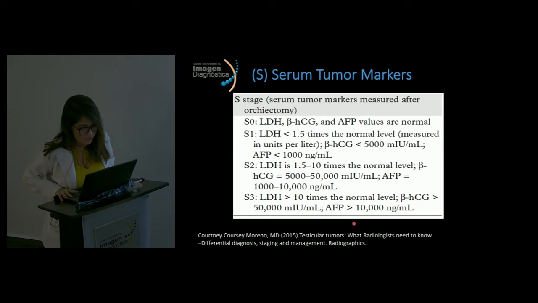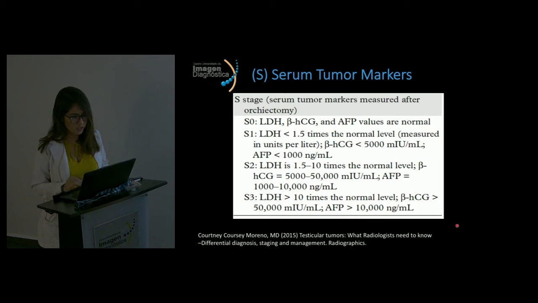Okay, and so in general, serum tumor markers are used to monitor the patient's treatment response. So they are normally taken before and after orchiectomy, and they are also drawn at regular intervals during treatment and follow-up of the disease progress.